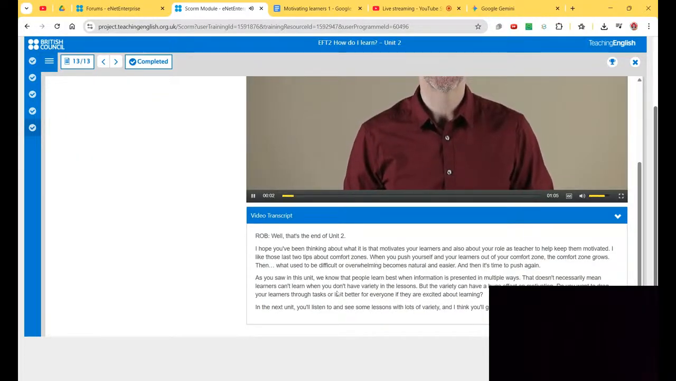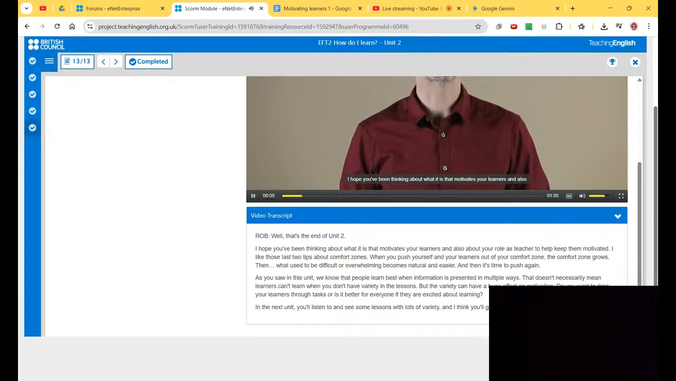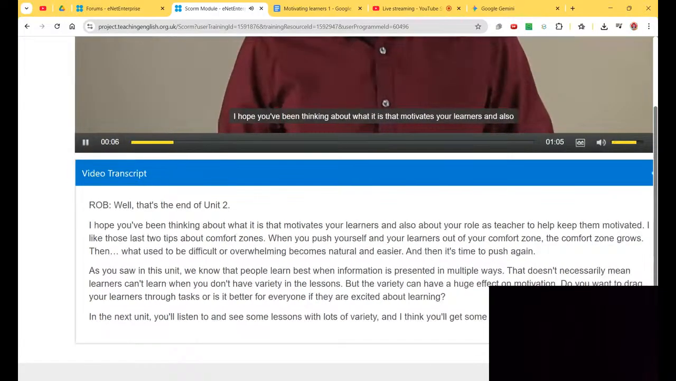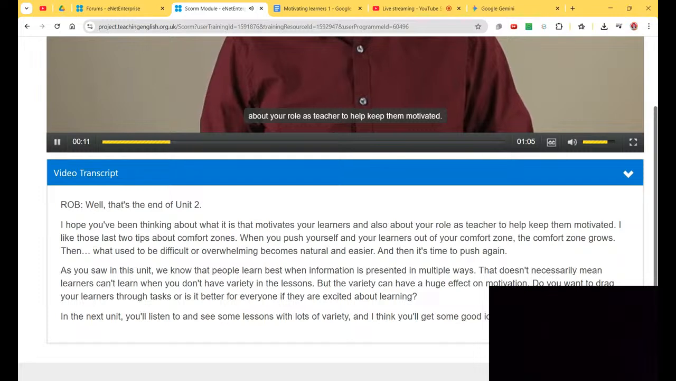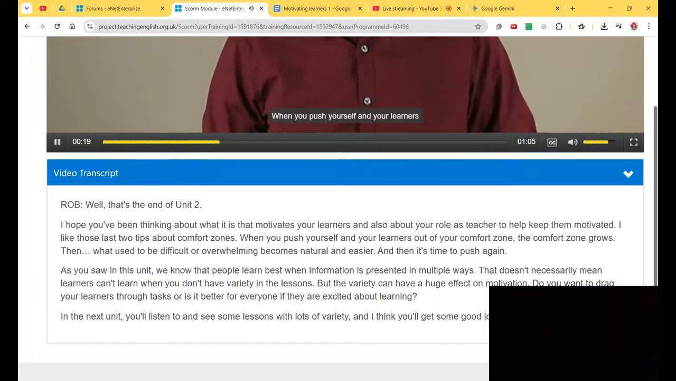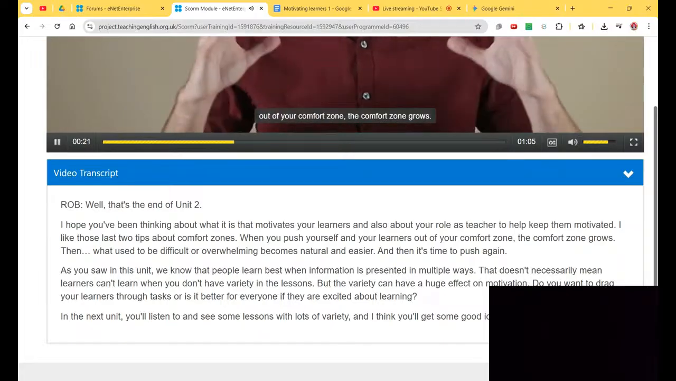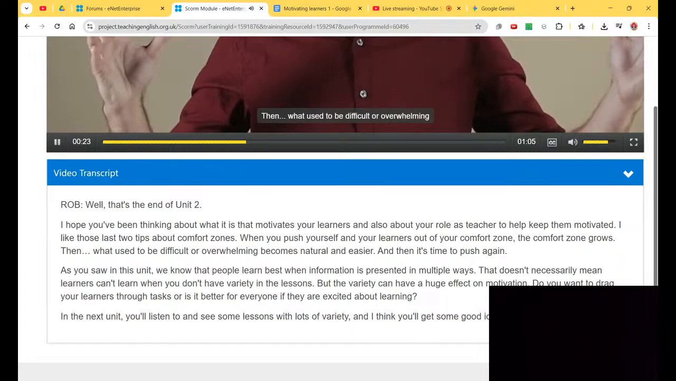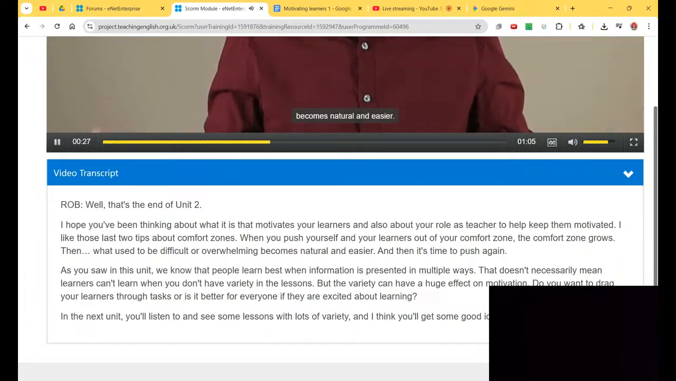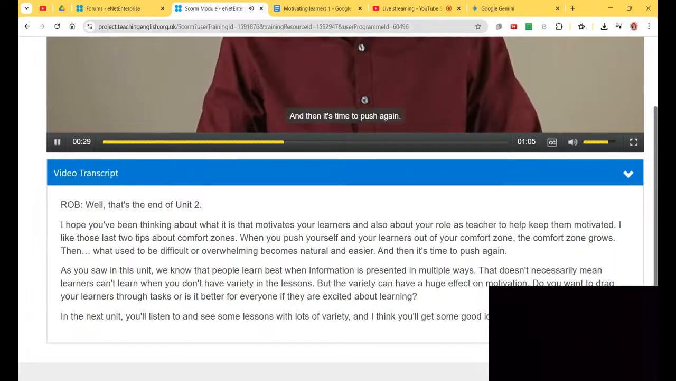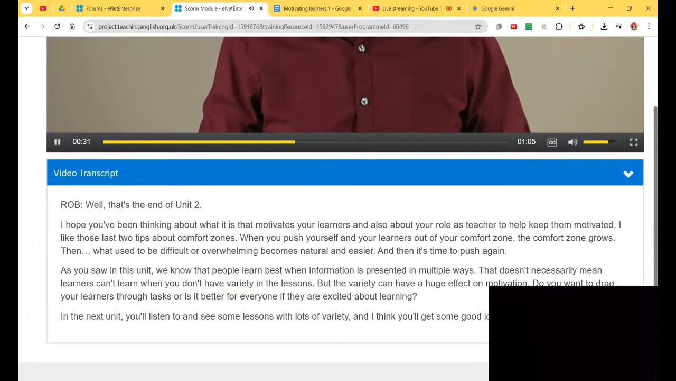Well, that's unit two. I have been thinking about what it is that motivates a learner, and also about your role as teacher to help keep them motivated. I like this last study about comfort zones. When you push yourself and learners out of your comfort zone, the comfort zone grows. Then, when it's difficult, it becomes natural and easier, and then it's time to push again.